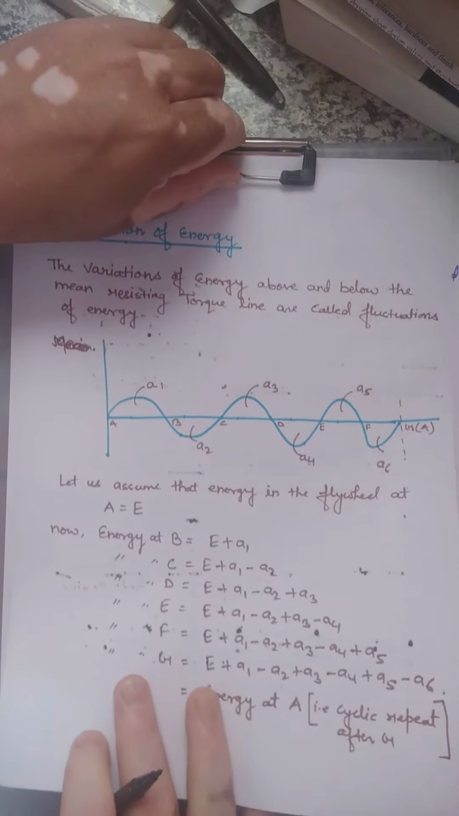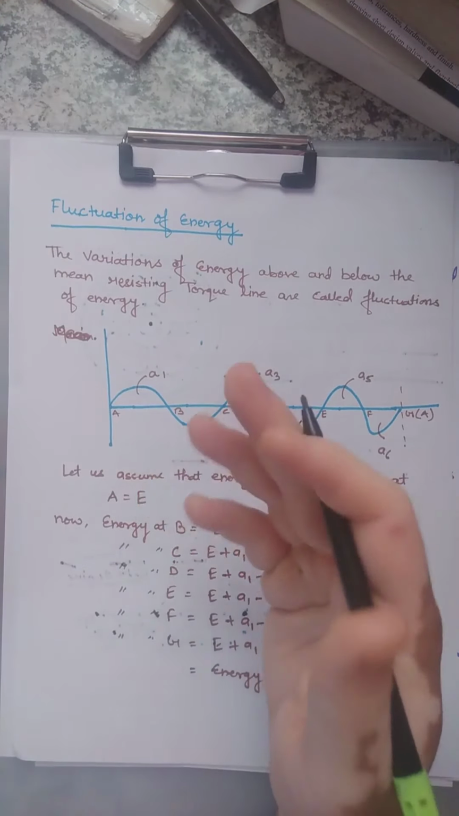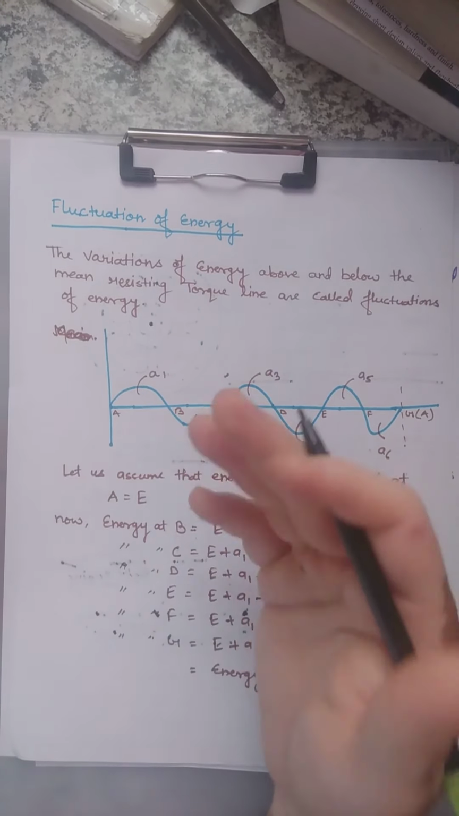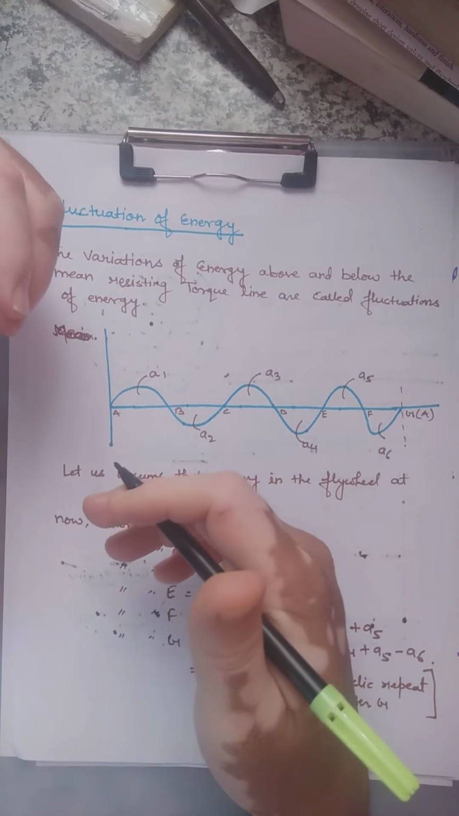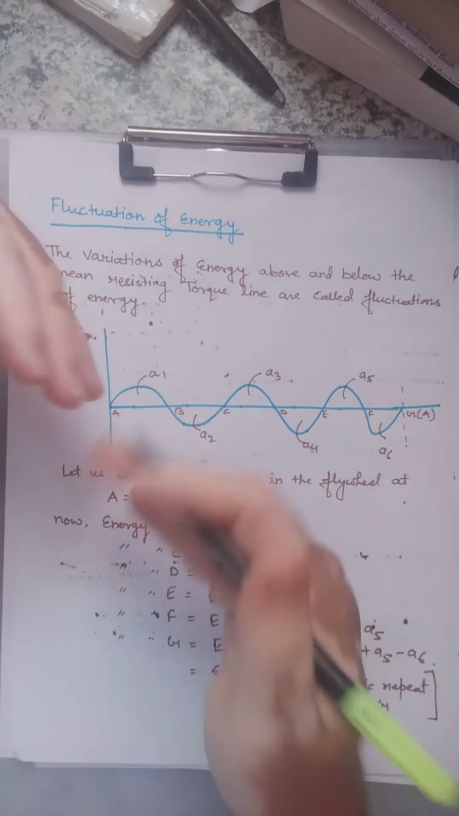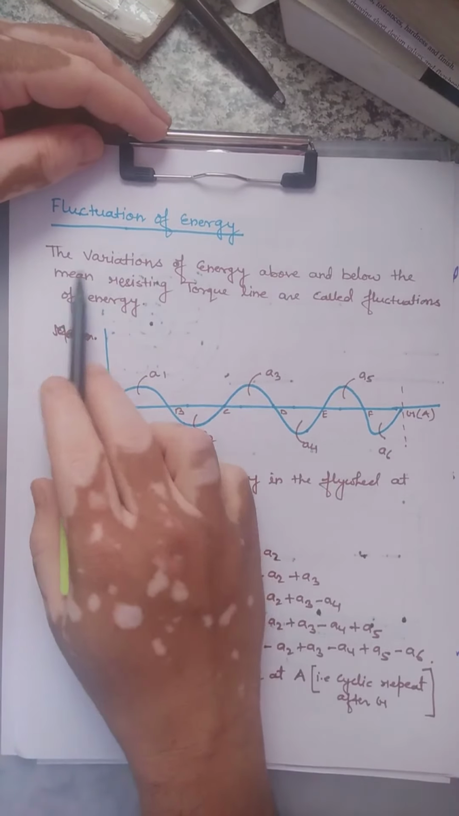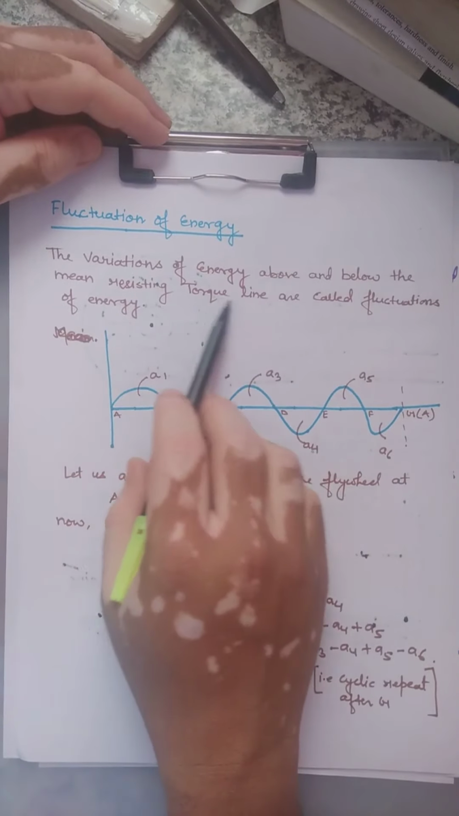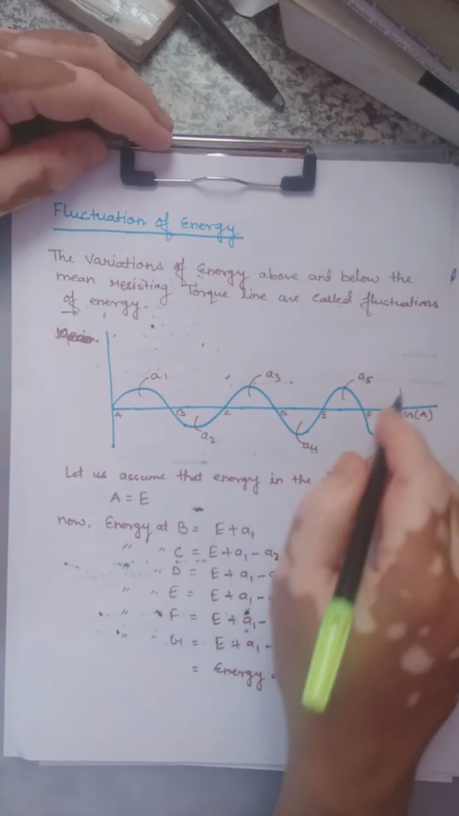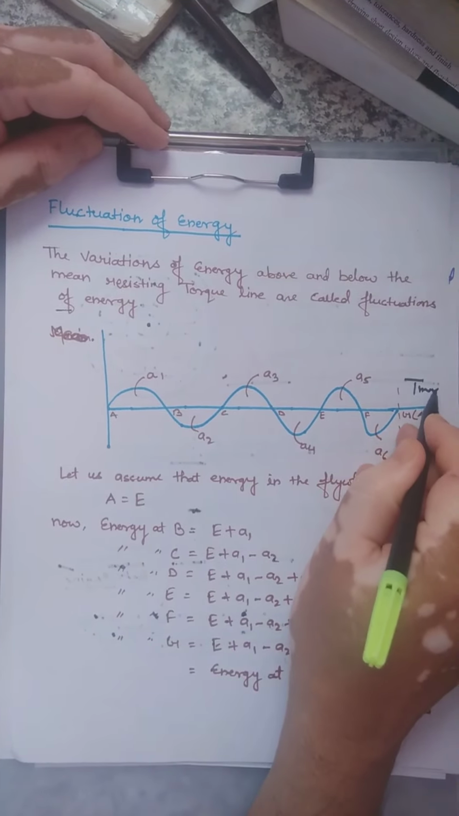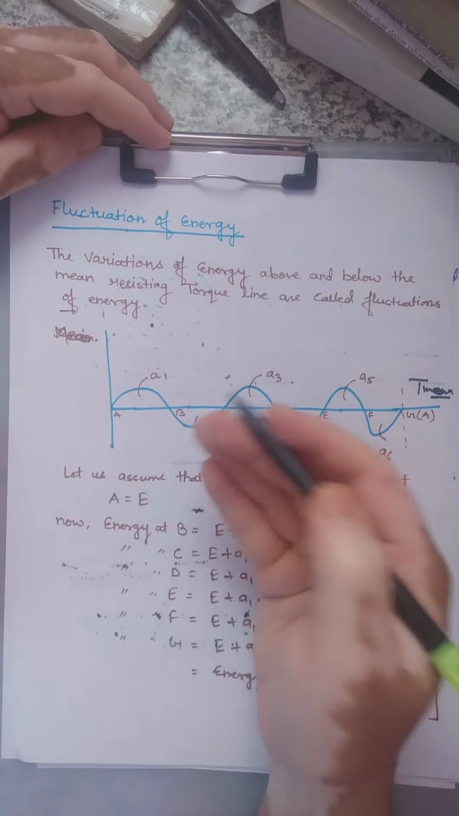Now, fluctuation of energy: when we get power, the flywheel gets extra energy, and that extra energy is the fluctuation, because when we get energy we are in a higher state, and when we lose energy we are in a lower state. That is why there is a variation in energy. The variation of energy above and below the mean resisting torque line is called fluctuation of energy. This is the mean resisting torque line, this is T mean.